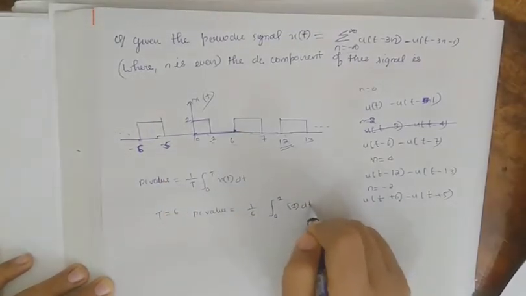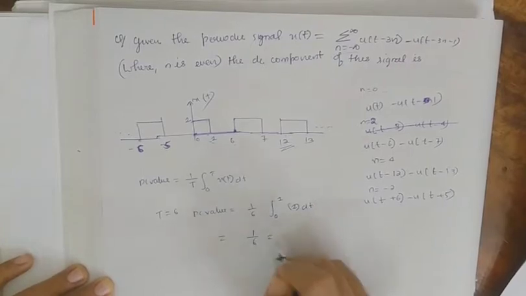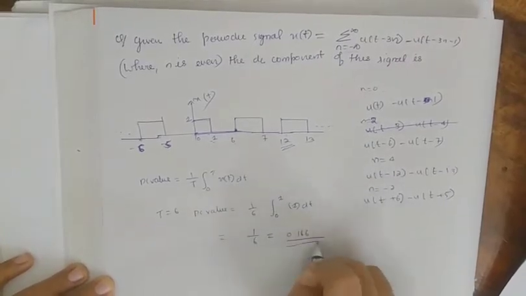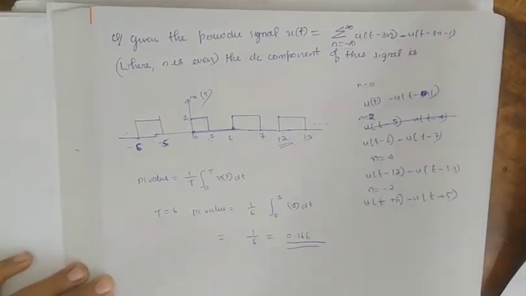So the integral of 1 dt, which is equal to 1 by 6, the answer will be 0.166. That is the DC value. Okay. Now let's do the next question.